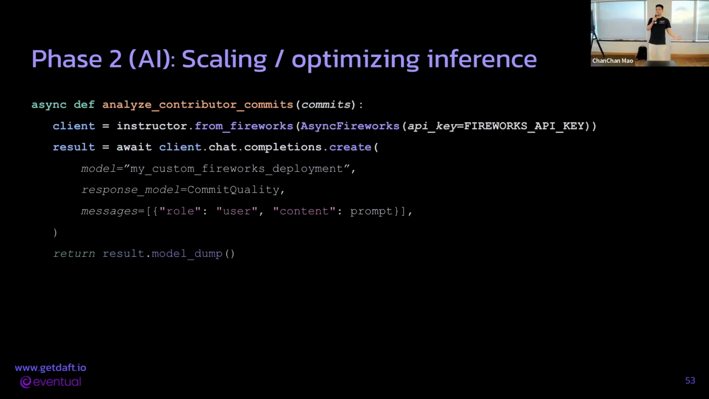Really simple. We made our client async. We put this inside a UDF. We created our own async IO event loop, and we were able to get basically 5 to 6x improvements in throughput.